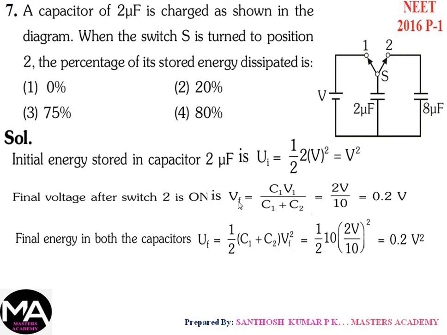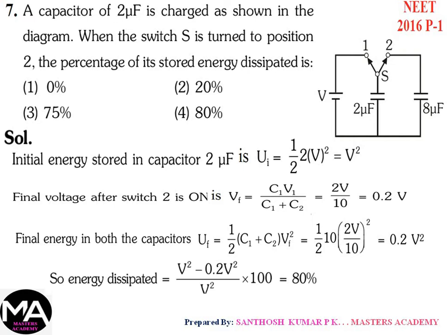and final energy is U is equal to half into total capacitance C1 plus C2 into Vf square, half into 10 into 2V by 10 whole square. So on solving, you will get 0.2 into V square. Therefore, the energy loss is nothing but initial energy minus final energy divided by initial energy. V square is common. So 1 minus 0.2, you will get 0.8. 0.8 into 100 is 80%. Therefore, option is fourth one, 80%.